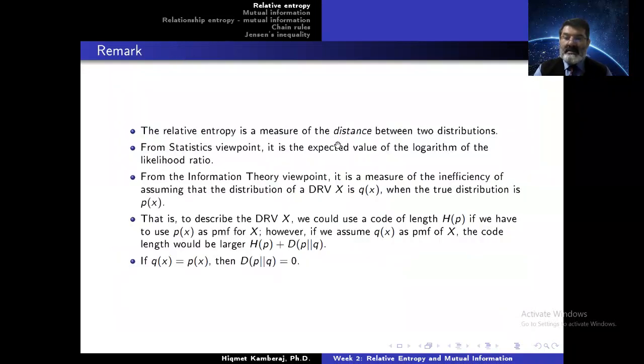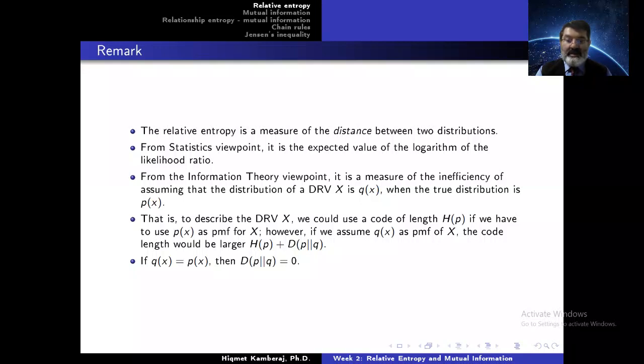As a remark, the relative entropy is a measure of the distance between two distributions. From the statistics viewpoint, it is the expected value of the logarithm of the likelihood ratio. From the information theory viewpoint, it is a measure of the inefficiency of assuming that the distribution of a discrete random variable X is q of x, when the true distribution is p of x.